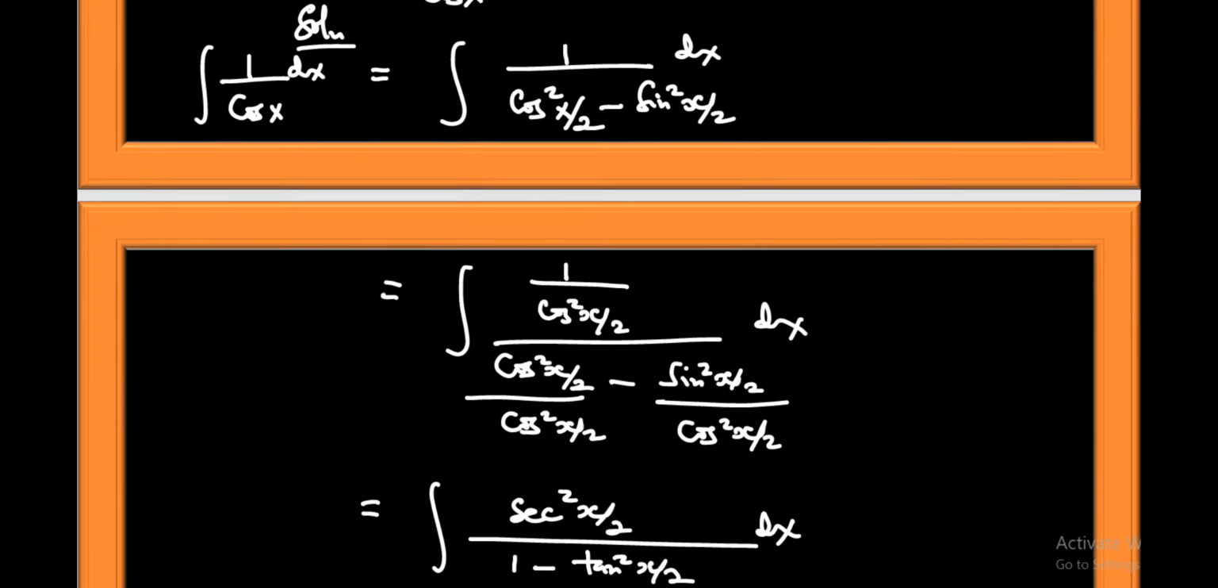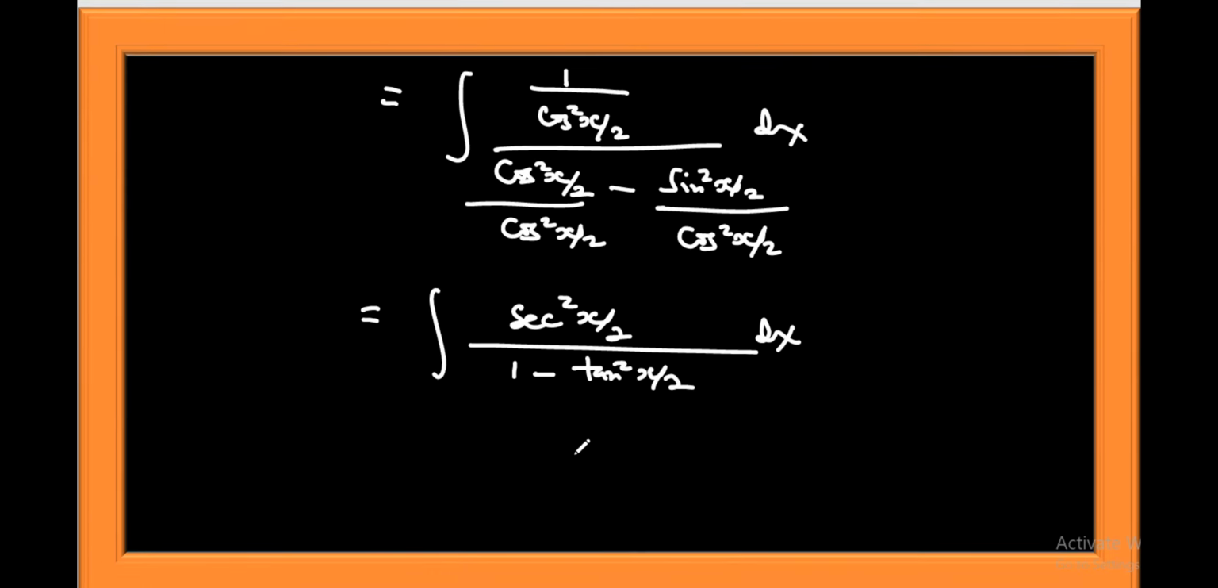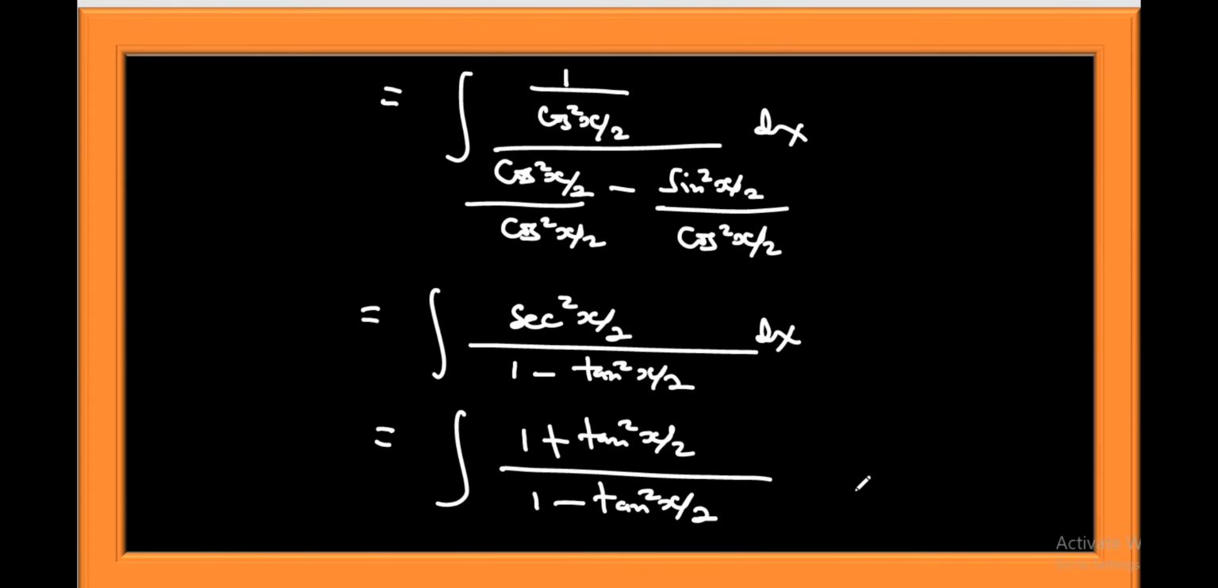From this point, we can now realize that actually sec squared is 1 plus tan squared, so we shall have 1 plus tan squared x out of 2, and then divided by 1 minus tan squared x out of 2 with respect to x. So now here we are supposed to let our t to be tan x out of 2 and proceed as follows.